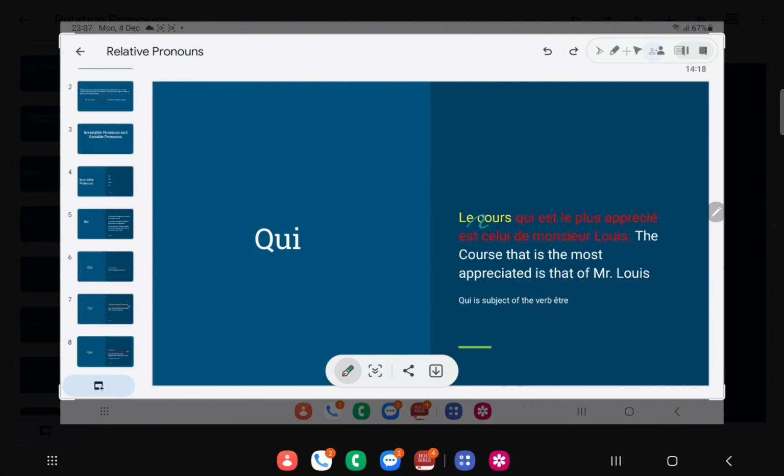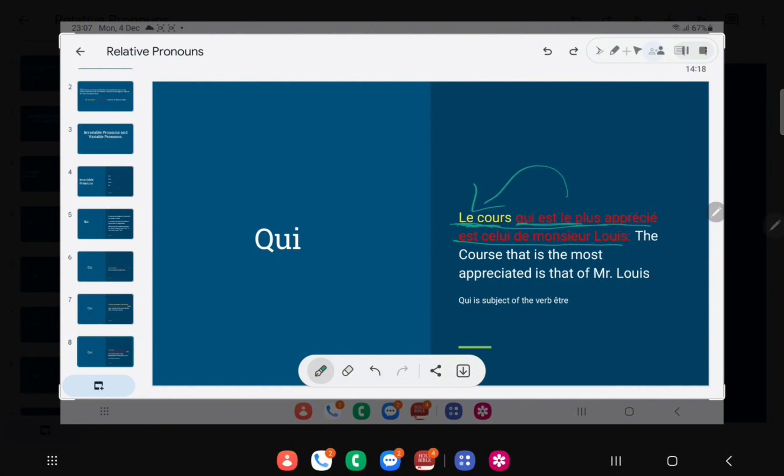So here we have le cours qui est le plus apprécié est celui de Monsieur Louis. The course which is the most appreciated is that of Mr. Louis. So we have the noun phrase and then we have the subsequent part of the sentence which gives us more information about le cours. The info that we are going to see about le cours is ushered in by qui, the relative pronoun.